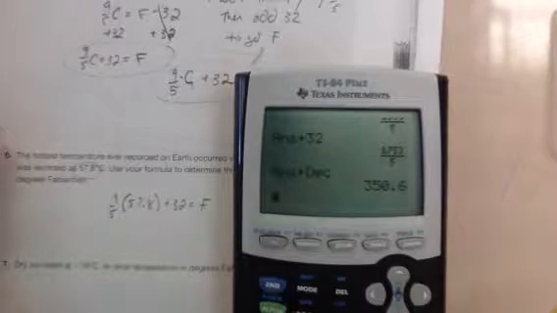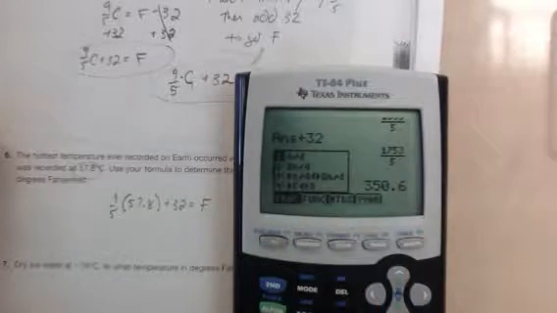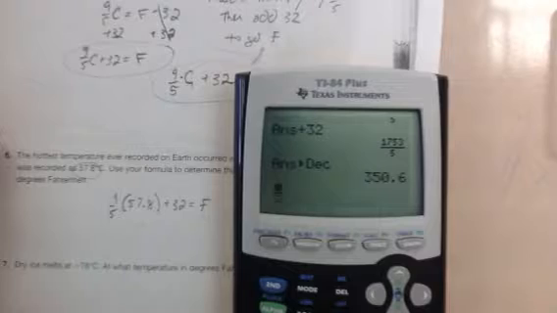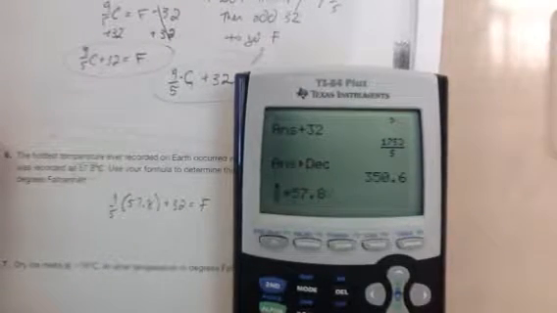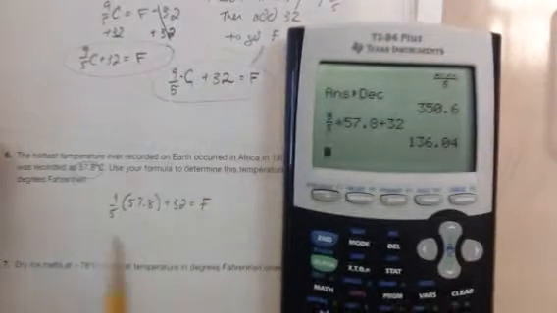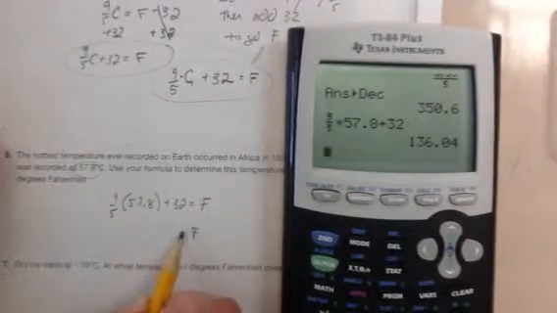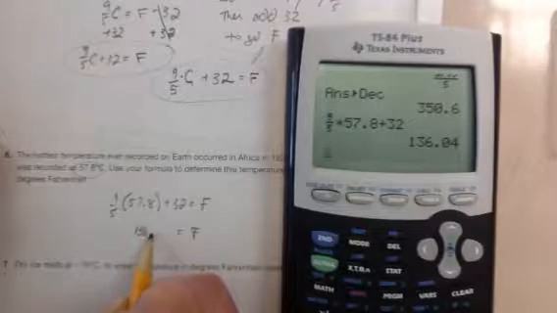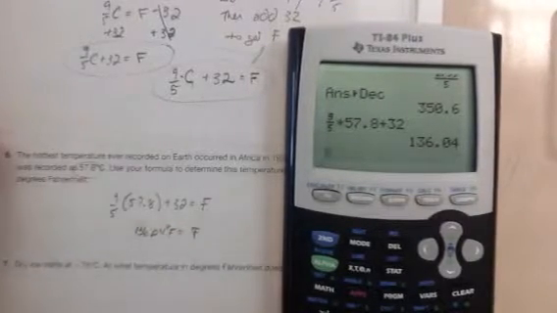So again, on my calculator, I'm going to hit alpha y equals to get my fraction. 9/5 times 57.8 plus 32. So my Fahrenheit is 136.04 degrees Fahrenheit. So those two are the same.